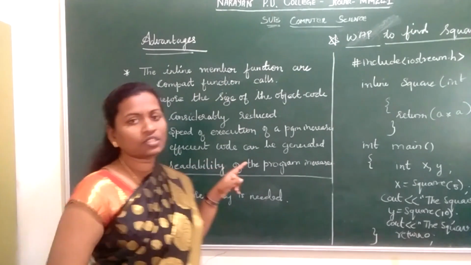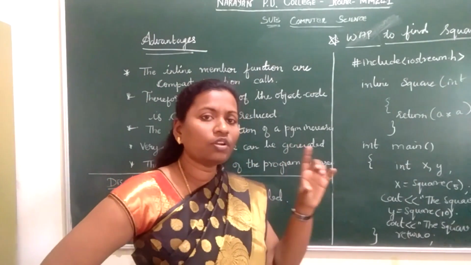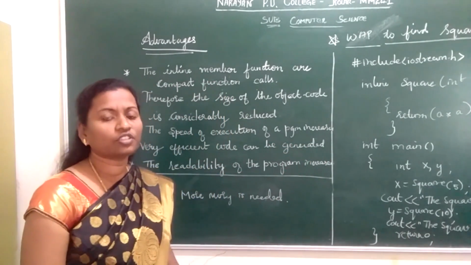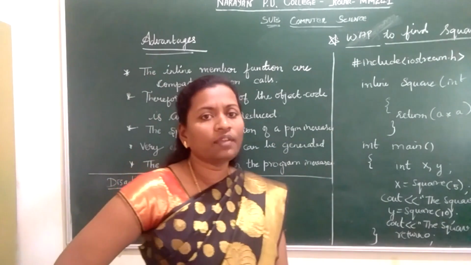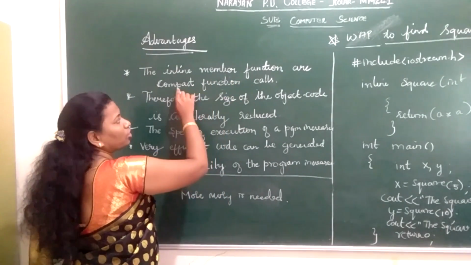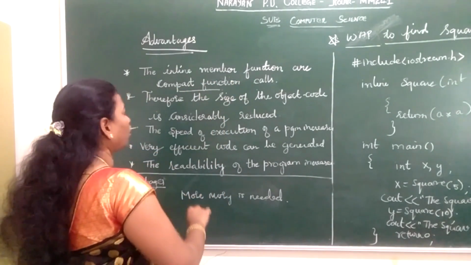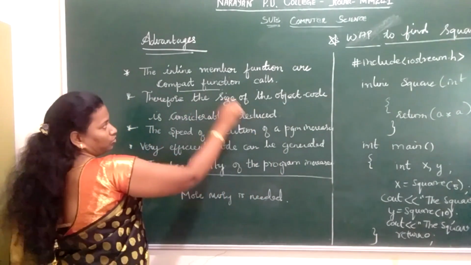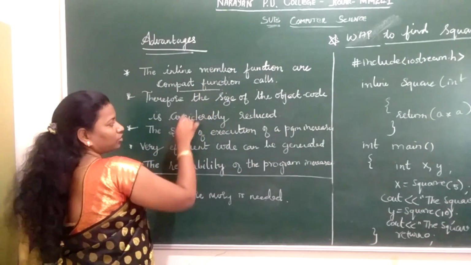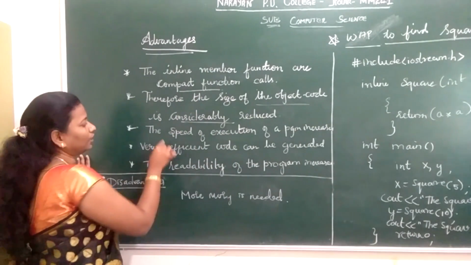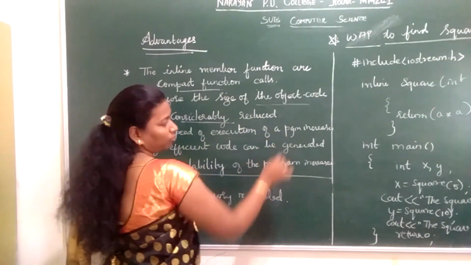Moreover, inline functions are for short code. If the function code is very short, we can implement inline functions. If the function code is too long, we cannot go for an inline function. So the inline member functions are compact functions, which are small. Therefore the size of the object code is considerably reduced. First you should tell it's a compact function, because it's a compact function, the object code is reduced. Next, the speed of execution of a program increases.